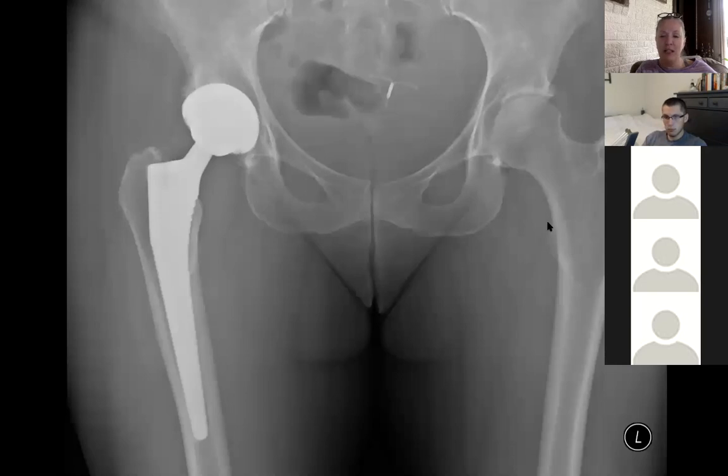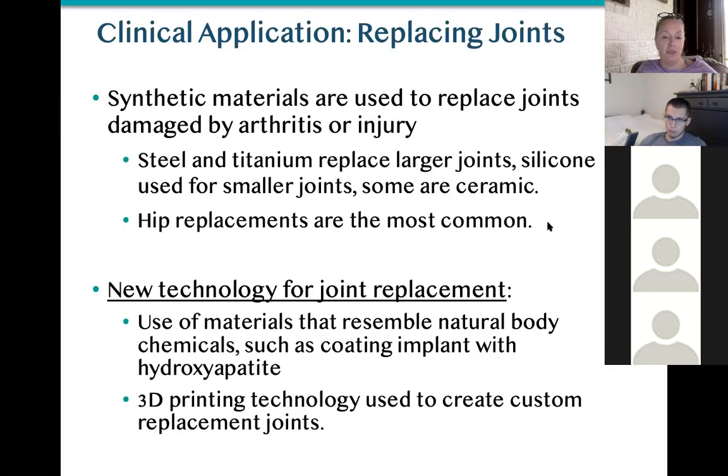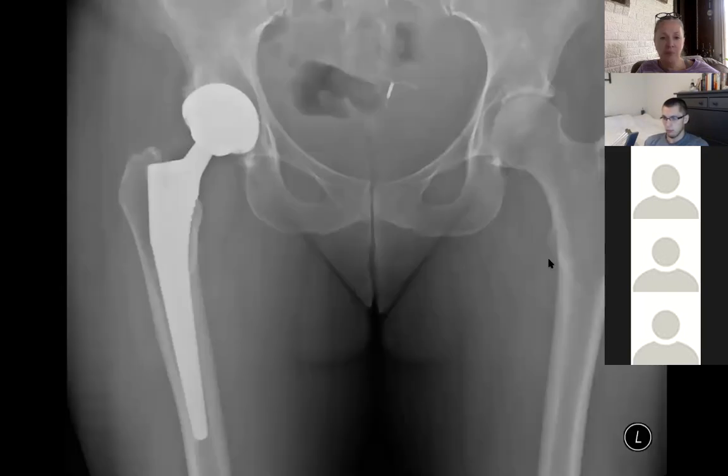All right. And they're using some 3D printers now. I really don't understand the whole thing with 3D printers. Maybe you guys understand that better. So how we're going to use this for creating joints, I'm not quite sure.